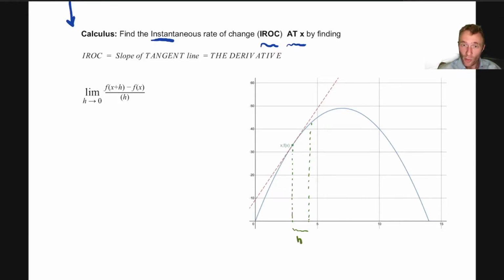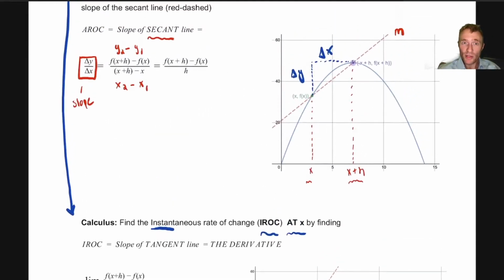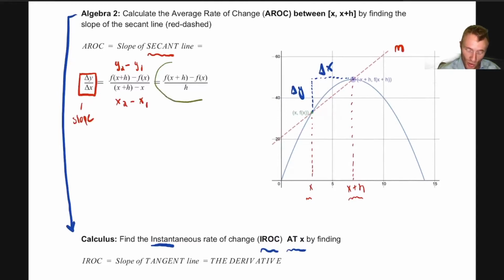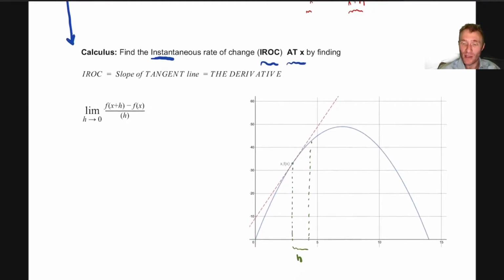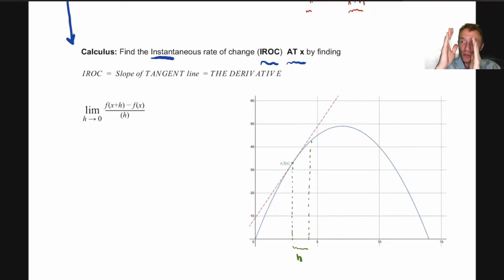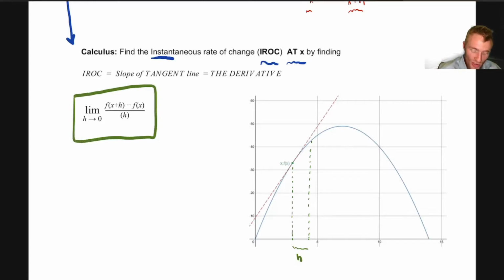And like our formula above, we found average rate of change here by doing change in y over change in x being h. What we're going to do in calculus is we're going to say find the limit as that h value gets closer and closer, the limit as h approaches 0. And this is what we're going to call the limit definition of a derivative.